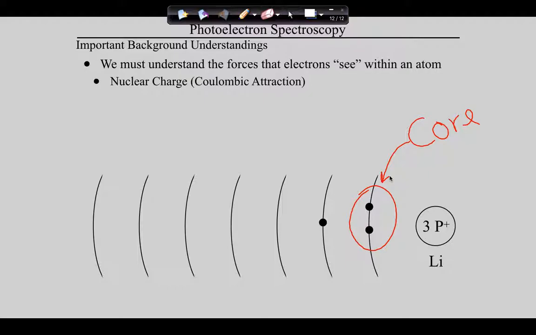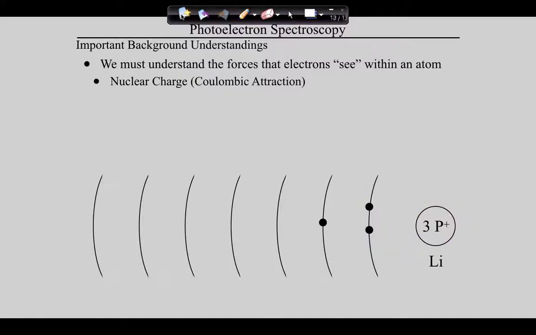Lithium. Guys, these two electrons are more tightly bound in lithium than they are in helium. Why? Because lithium's got 3 protons. And these 3 protons have a greater Coulomb attraction for all electrons, but especially these electrons right here. Does that make sense?